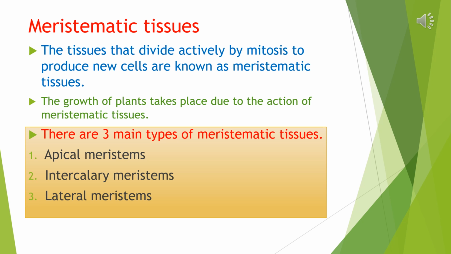You can define the meristematic tissues in this way. The tissues that divide actively by mitosis to produce new cells are called meristematic tissues. These cells are not differentiated. The growth of a plant takes place due to the action of meristematic tissues. Meristematic tissues are present in specific locations of the plant. Therefore, there are three types: apical meristems, intercalary meristems and lateral meristems. These are the three main types of meristematic tissues.